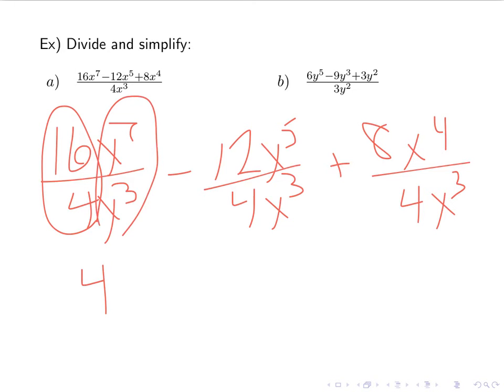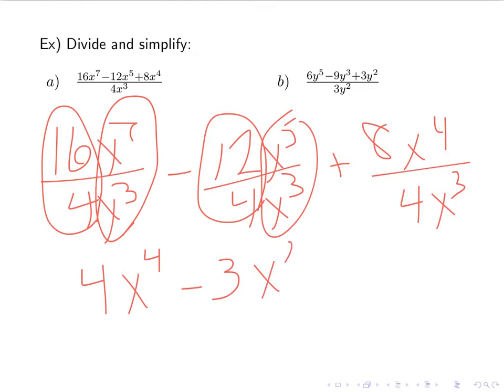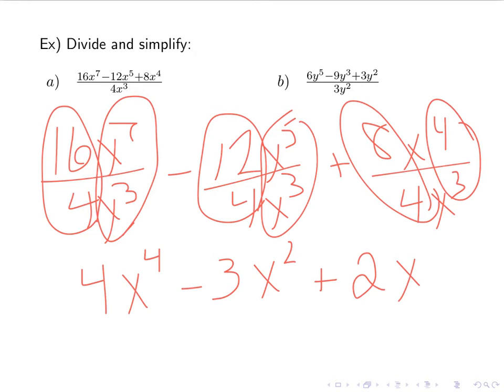And then with the variables, remember you're going to subtract the exponents. And 7 minus 3 is 4. 12 divided by 4 is 3. 5 minus 3 is 2. 8 divided by 4 is 2. 4 minus 3 is 1.